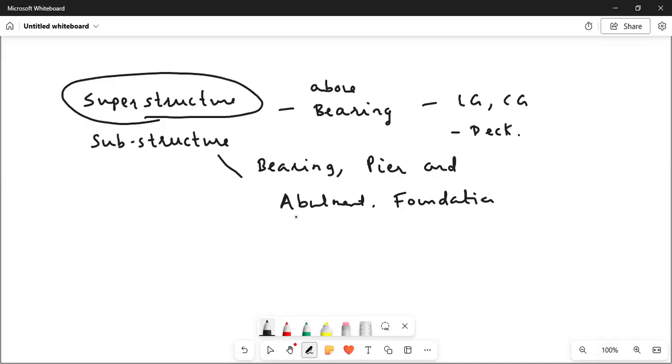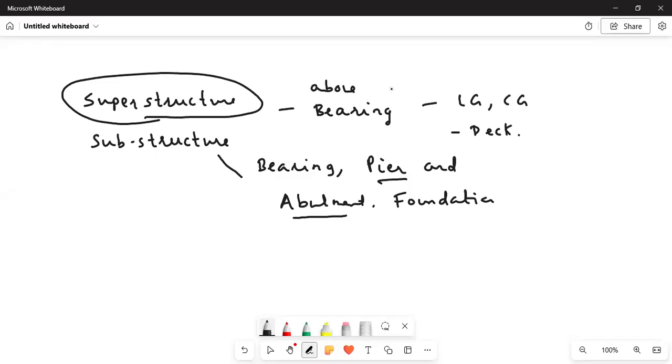Okay. Can anyone tell me what is the difference between abutment and pier? Can any one of you tell me the difference between pier and abutment? Anyone? Abdullah? Okay, abutment is the last pier.